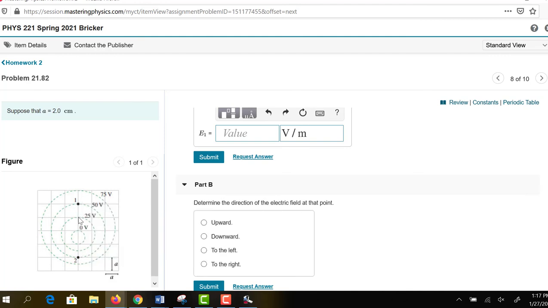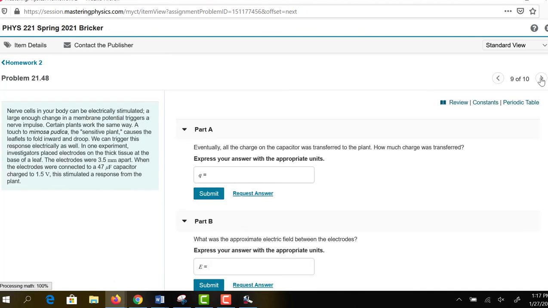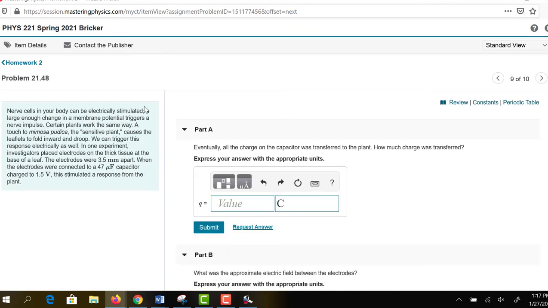See, we're going above it is 75, below it is 25. That's why I did 75 minus 25, and then divided by this distance from the 75 line to the 25 line. And each square is 2 centimeters. Okay. Next one.